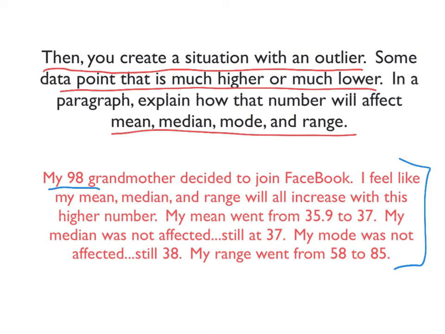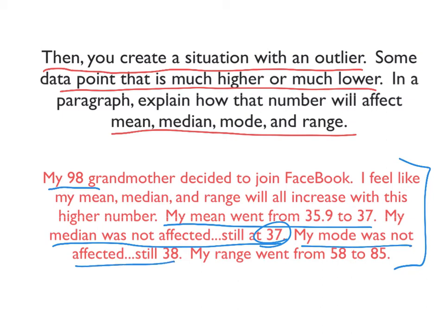So then I figured out all my stuff. My mean went from 35.9 to 37, definitely increased. My median, because I had so many 37s, stayed the same at 37. Again, my mode was not affected, still 38, and my range went from 58 to 85.